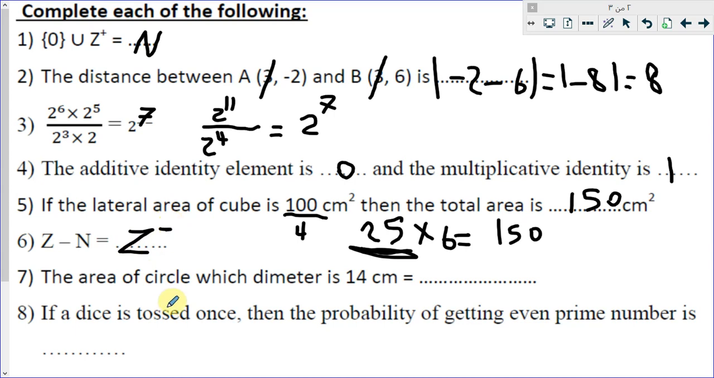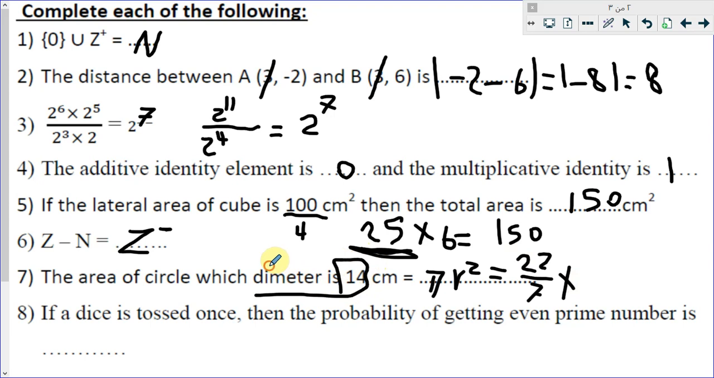The area of a circle which diameter is 14. Our rule will be pi r power of 2, but we have a problem. What is our problem? First, pi will be 22 over 7, multiply r power of 2, radius power of 2. We don't have a radius. Where is the radius? We have diameter equal 14.